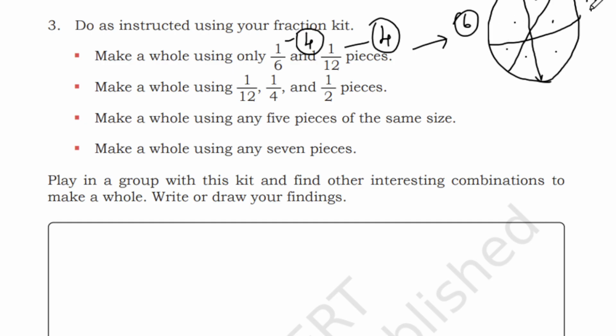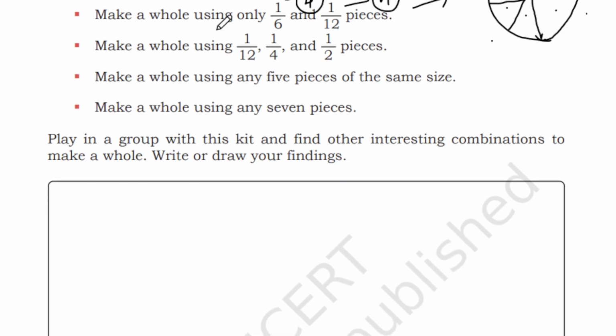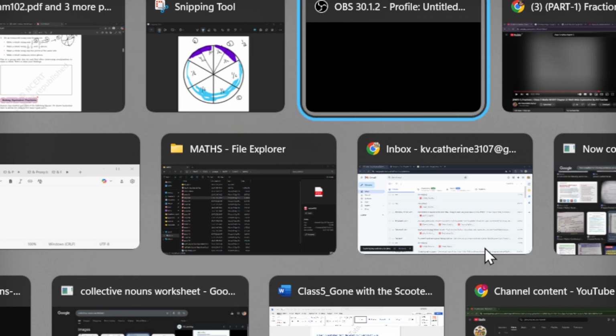Okay, so this is 1 by 6. Everything is 1 by 6. If you want, you can make a center line, and this is 1 by 12 and this one is 1 by 12. Okay, likewise make a whole using 1 by 12, 1 by 4, 1 by 2 pieces. So let's do another one. I'm going to take another picture.